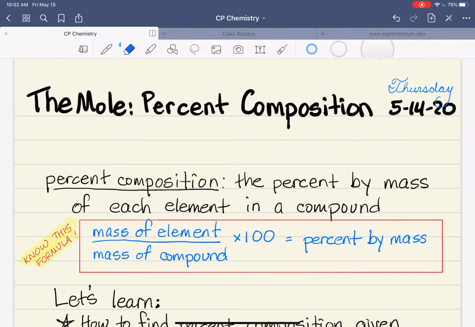Okay, well, here we go. We're going to be learning about percent composition today.